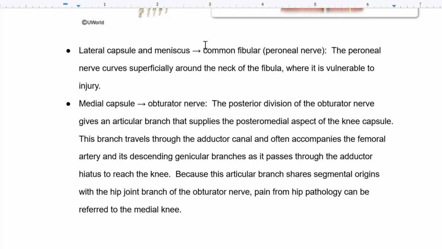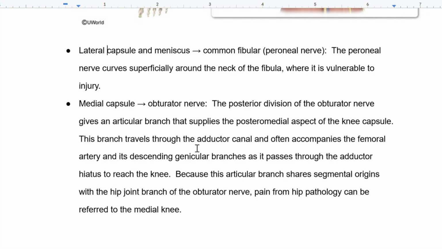Lateral capsule and meniscus, innervated by the common fibular or peroneal nerve. The peroneal nerve curves superficially around the neck of the fibula, where it is vulnerable to injury. Medial capsule, innervated by the obturator nerve. The posterior division of the obturator nerve gives an articular branch that supplies the posteromedial aspect of the knee capsule.